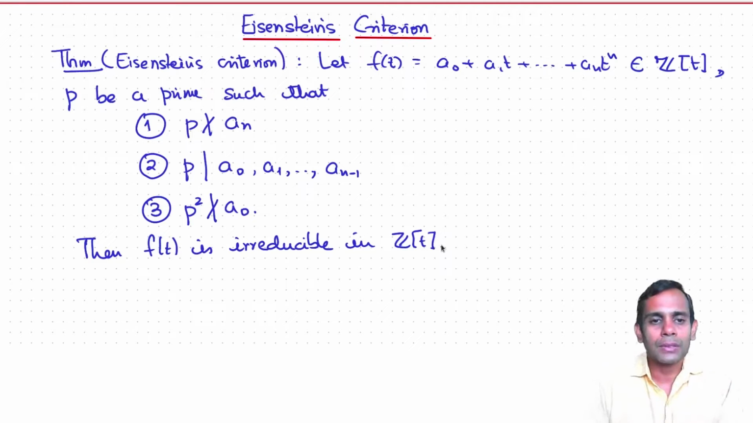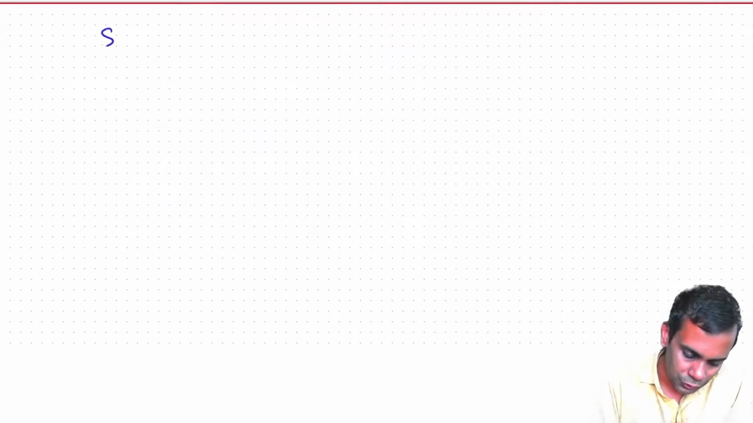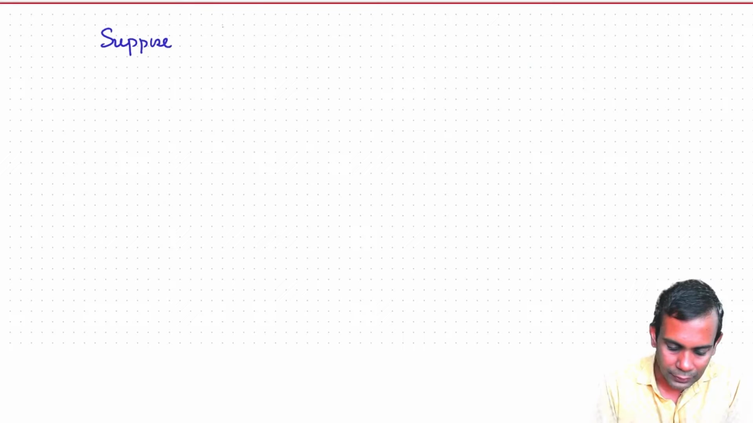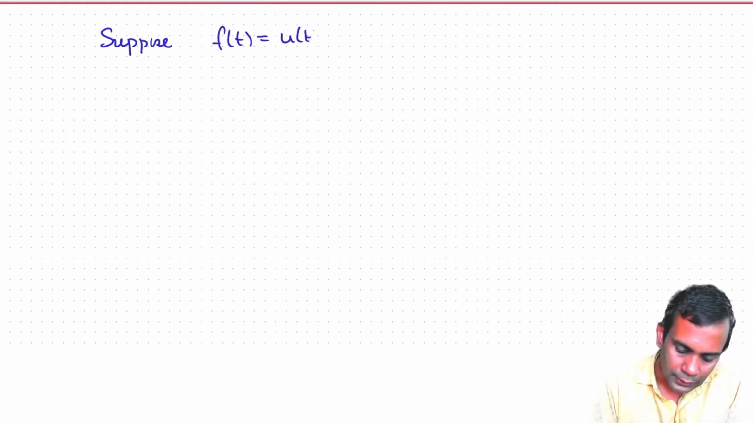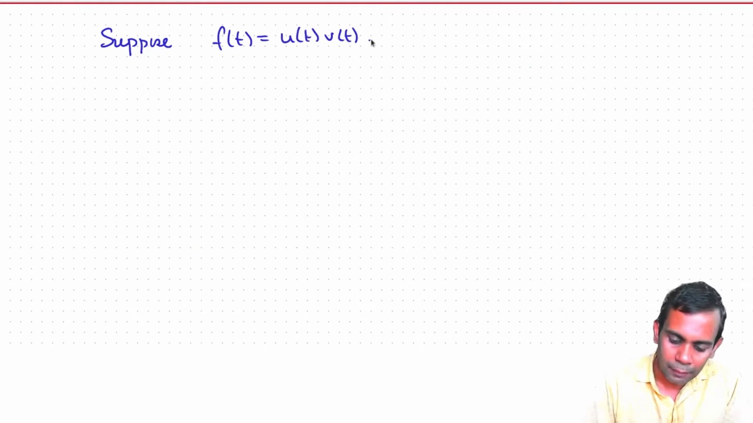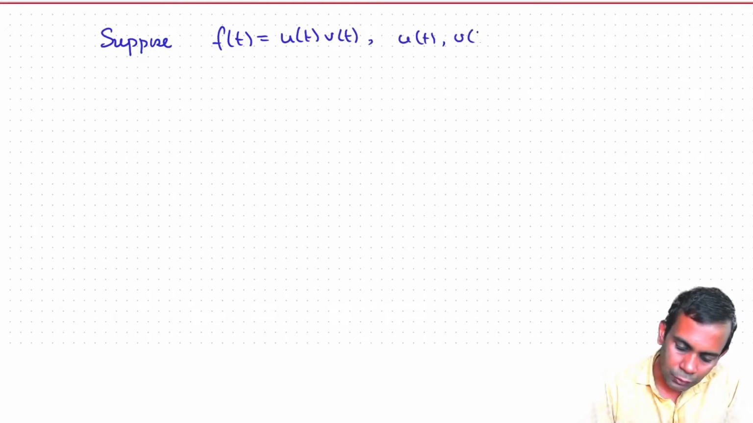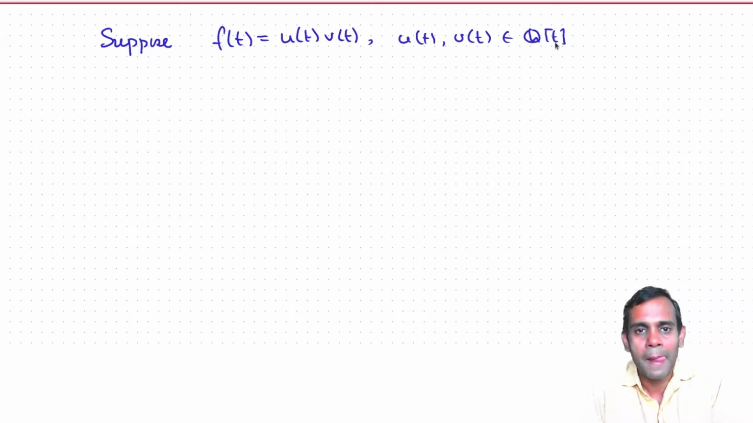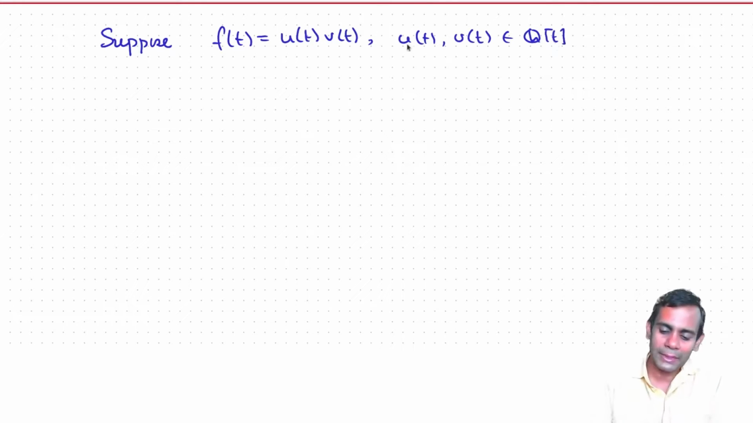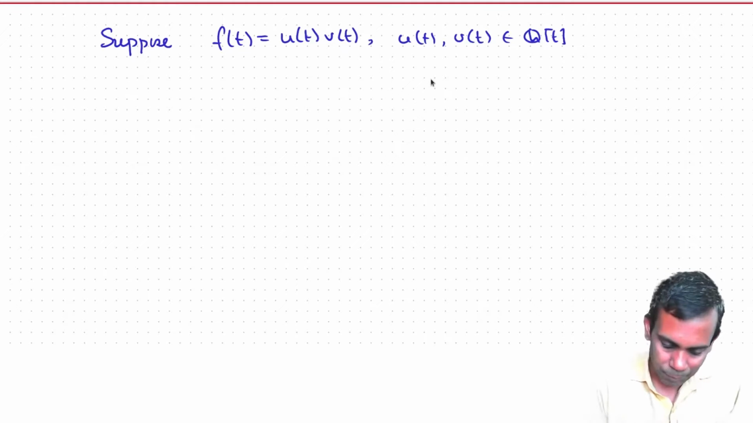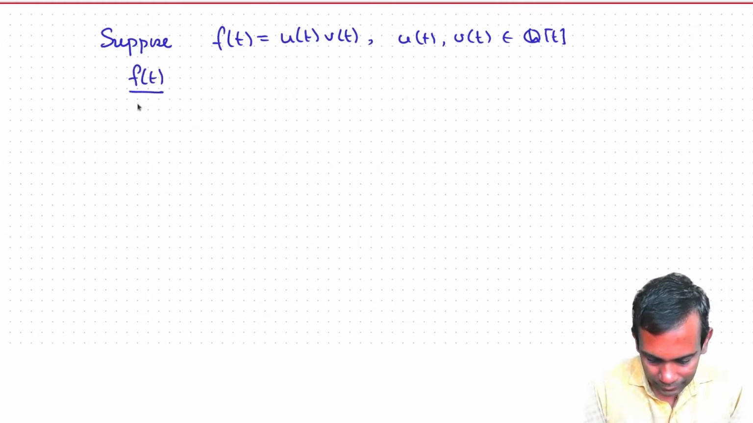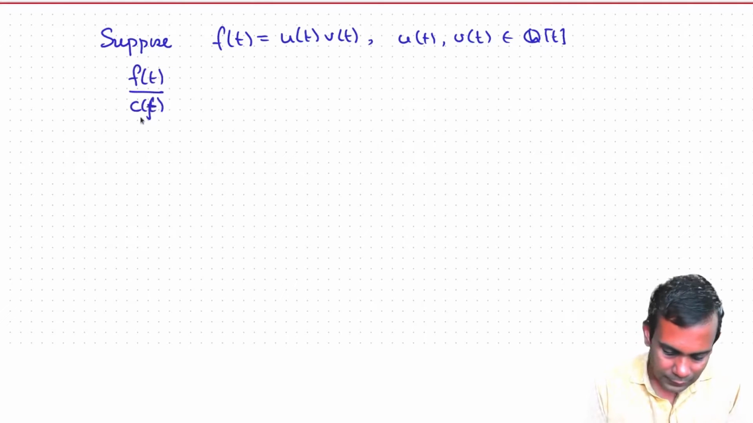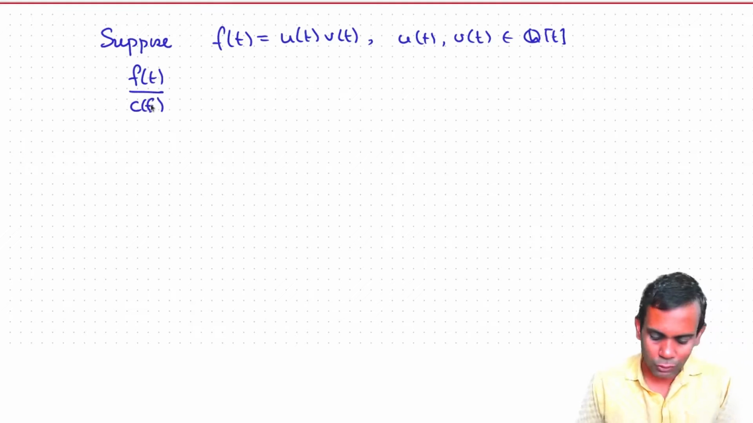The proof will use reduction modulo p and proceeds by contradiction. So suppose we have a factorization f(t) equals u(t) times v(t), where, well, we need to prove that there is no factorization in Q[t], so we need to take u(t) and v(t) in Q[t]. But then to apply reduction modulo p, we would need these factors to actually have integer coefficients. So we fix that by using Gauss's lemma. So you look at the polynomial f(t) over c_f, where c_f is the content of f, that is the GCD of all its coefficients.